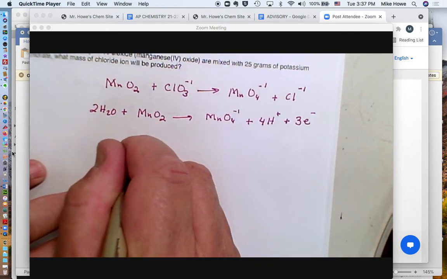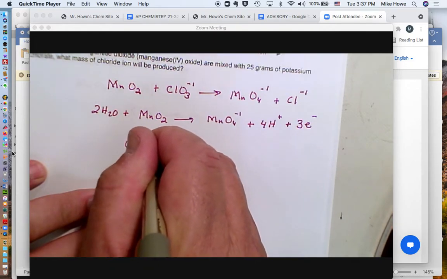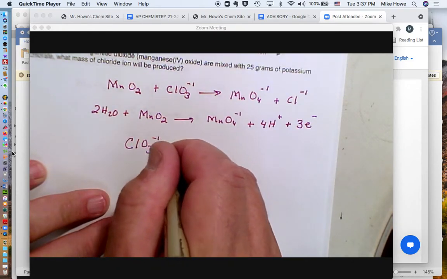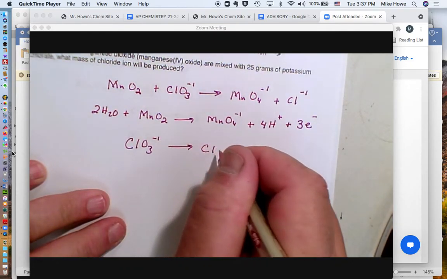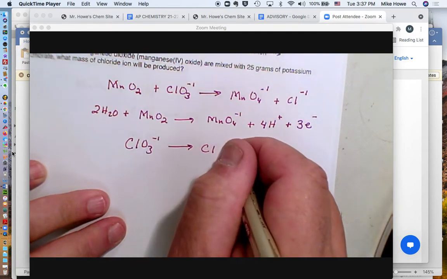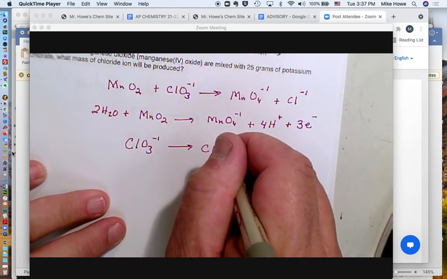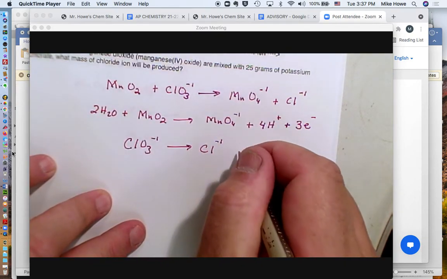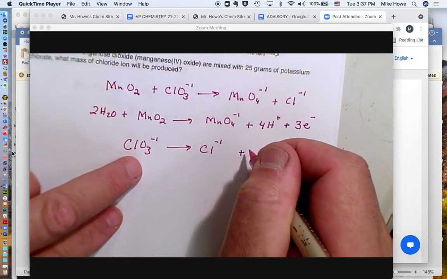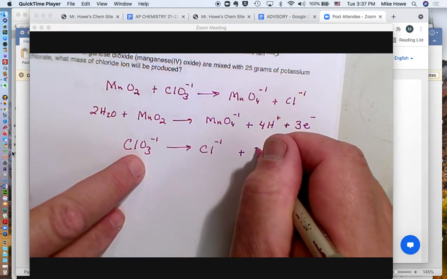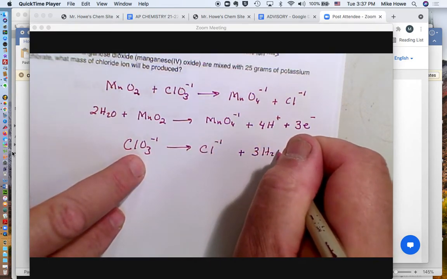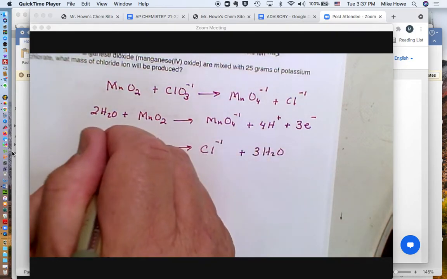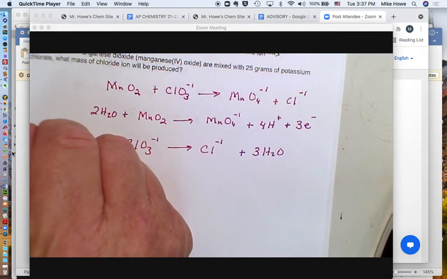Okay, then I have ClO3 with a -1 charge. It turns into Cl with a -1 charge. So ClO3-, Cl-. On this side, I have to add some waters because I have 3 oxygens, so I'd put 3 waters in. And then that gives me 6 H's, so I'd have 6 H pluses here.